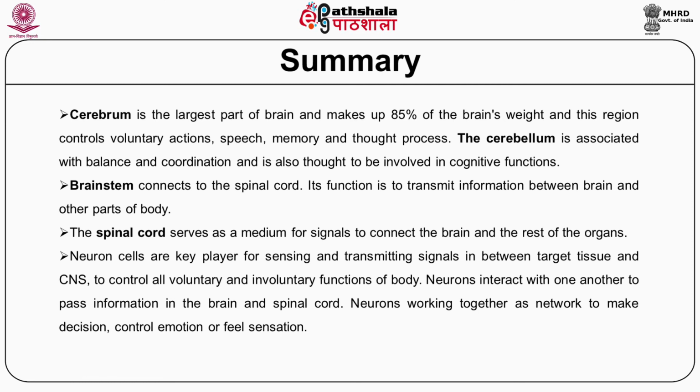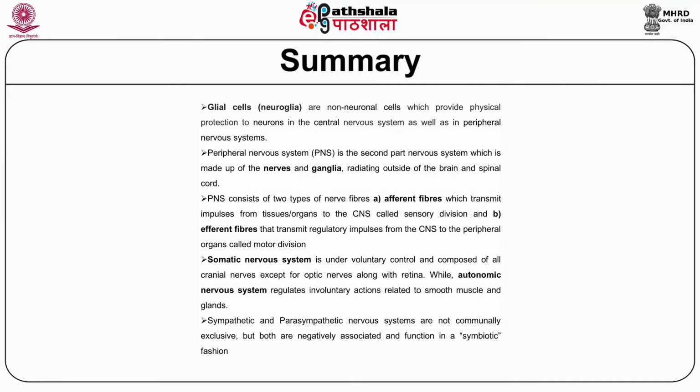If you talk about the cells, neurons are the key players for sensing and transmitting signals between the target tissue and the CNS, that is the central nervous system, to control all voluntary and involuntary functions of the body. Neurons interact with one another to pass information in the brain and the spinal cord. Neurons work together as a network to make decisions, control emotions or feel sensation. The second type of cells, other than neurons, are glial cells, which are non-neural cells that provide physical protection to neurons in the central nervous system as well as in the peripheral nervous system.